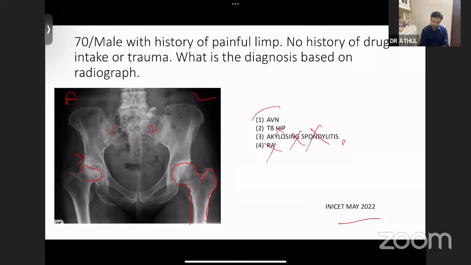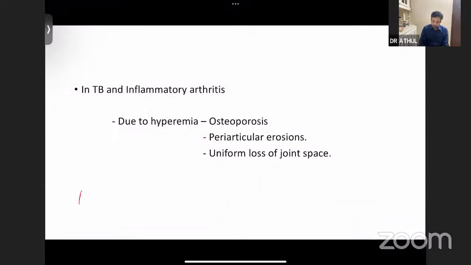So this was a case of avascular necrosis. AVN can be idiopathic. That is the most common cause. It can be associated with smoking, alcoholism, corticosteroid use, and many other drug intakes. Also, it can be seen post-traumatic, but idiopathic is the most common cause. So this was a case of idiopathic AVN, and you should all know the classification of AVN.